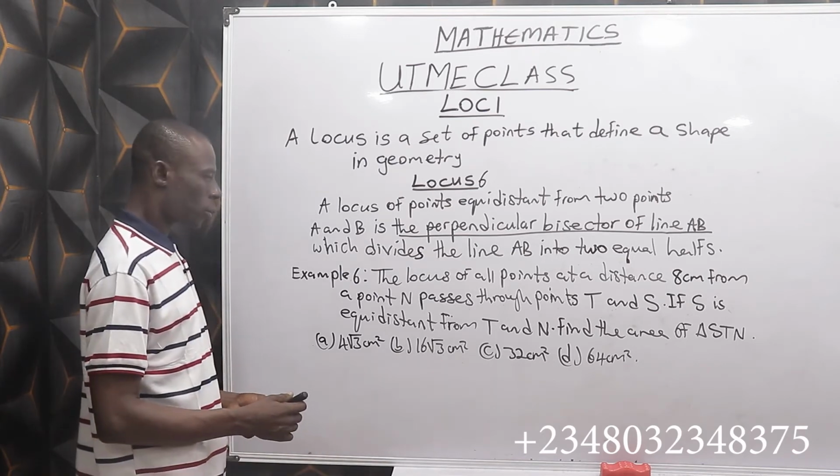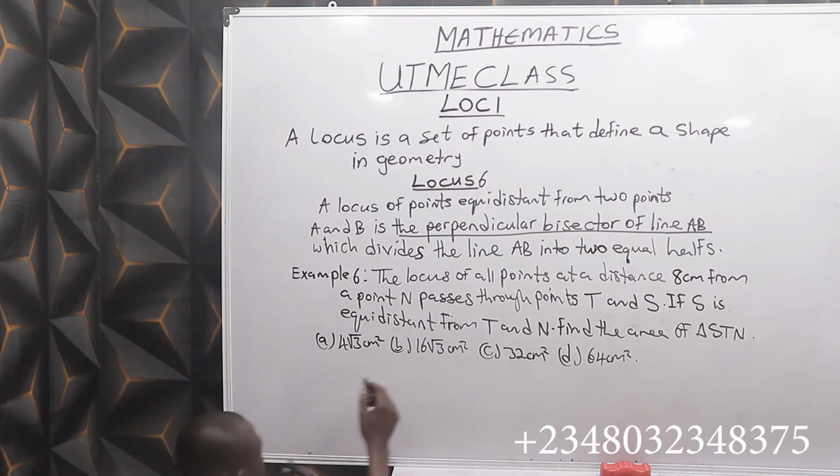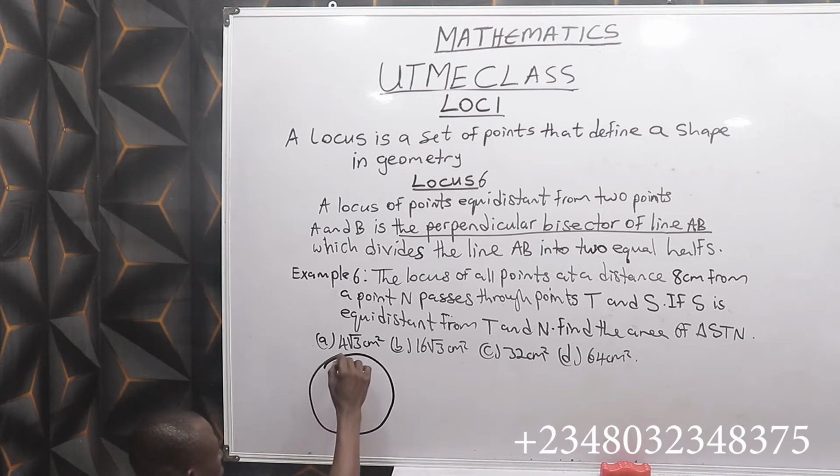Well, let's take it like this. Let me stoop down. Let's say this is our circle. Don't mind the way my circle is, I don't have a compass here. With the center N. The locus of all points at a distance 8 centimeters from a point N, that is a circle. You must have known that.